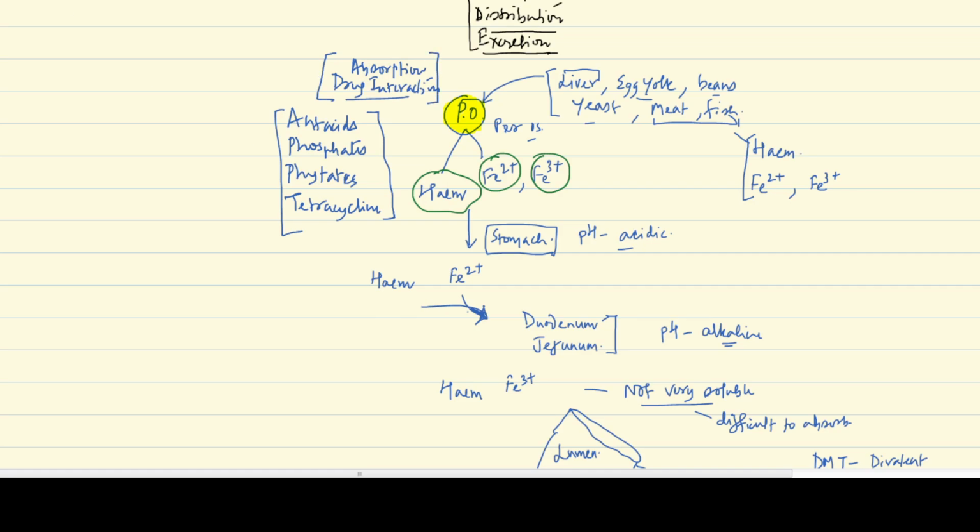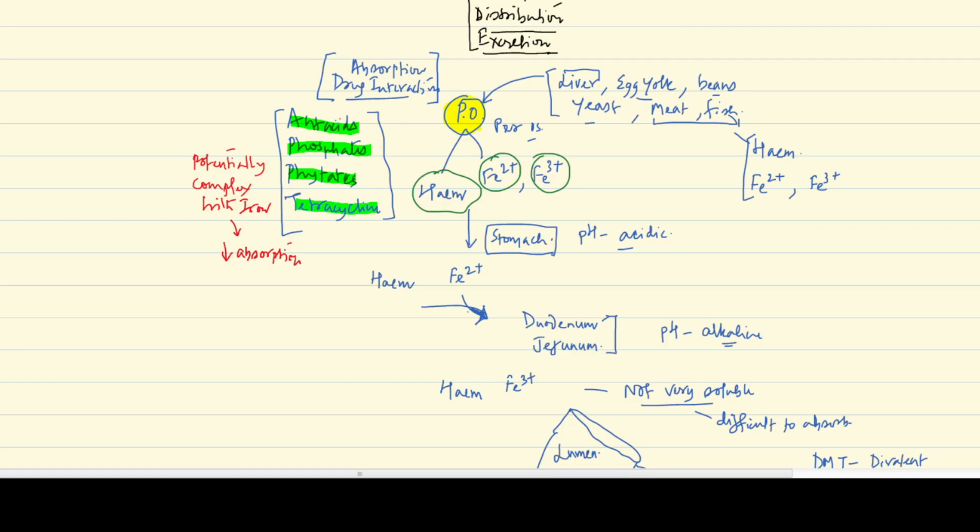So let's keep that in mind: compounds like antacids, phosphates, phytates, and tetracycline-like drugs can complex with the iron. Let's write it down. This can potentially complex with iron, and thereby it can decrease absorption. That could be an absorption drug interaction.